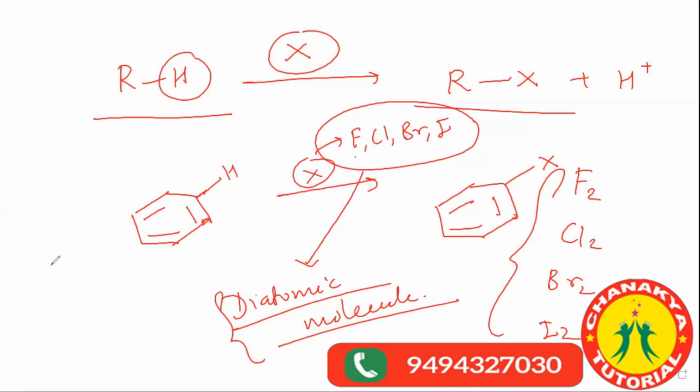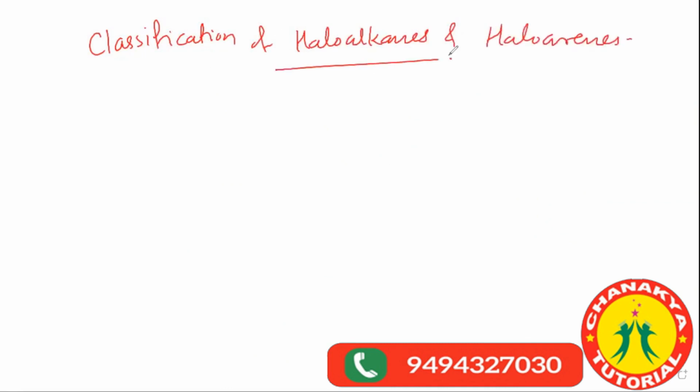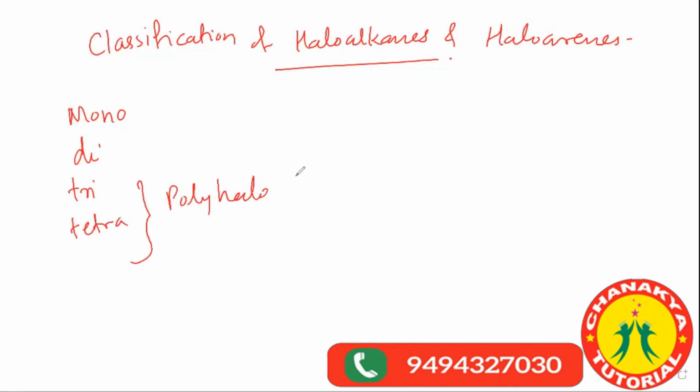Now we'll move to the next point, that is the classification of haloalkanes and haloarenes. Haloarenes we will keep aside. First of all, we'll go for the haloalkanes. On the basis of the number of halogen atoms present in the compound, these may be classified as mono, di, or polyhalogen compounds: monohaloalkanes, then dihaloalkanes, then trihaloalkanes, then tetrahaloalkanes. After tri onwards, they are called polyhaloalkanes.